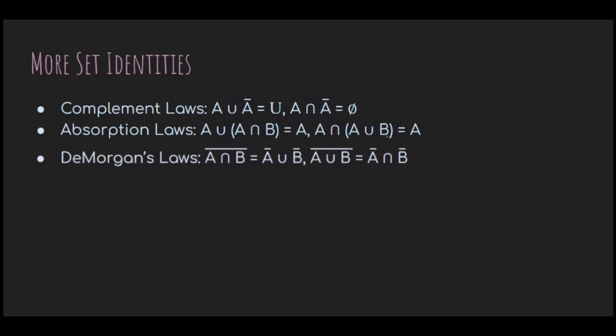And finally, we have De Morgan's laws. The complement of A intersection B is the complement of A union the complement of B. And the complement of A union B is equal to the complement of A intersection the complement of B.